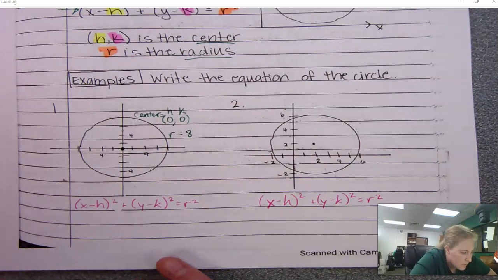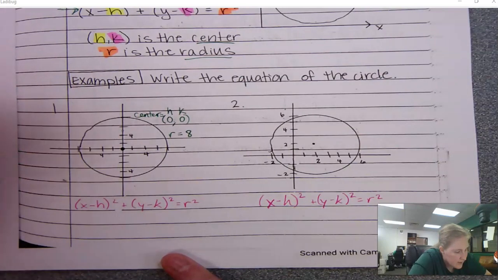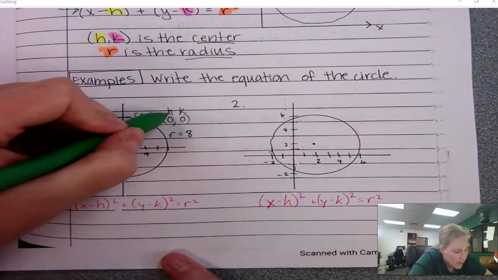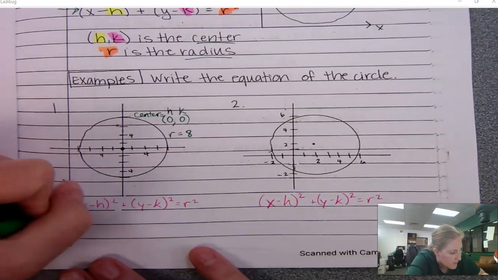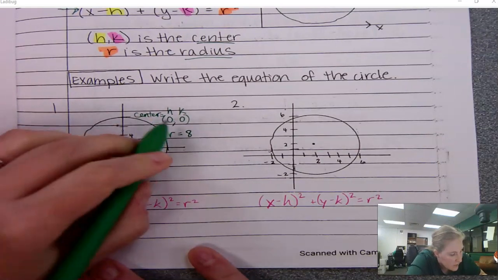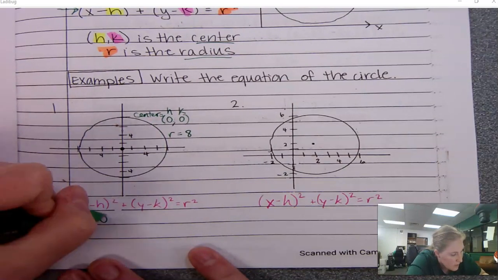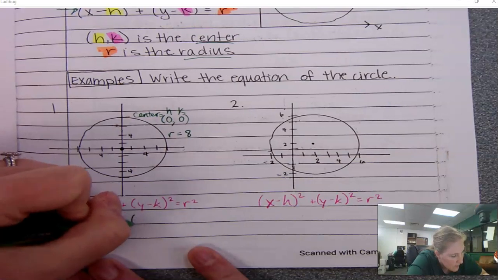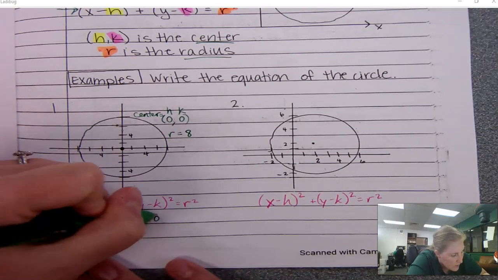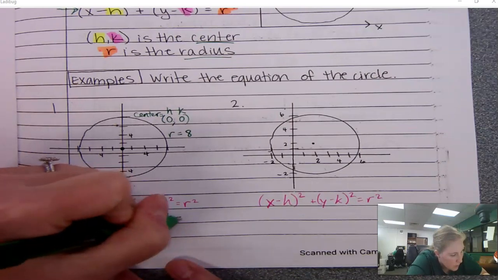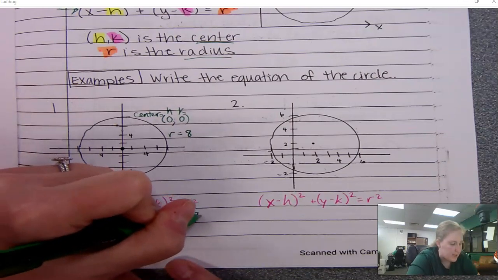So what we want to do is take these letters, our H, our K, and our R, and plug them into this formula that we've been given. So we've got x minus, our H is going to be 0. Okay, I'm just going to write that in. Our y is going to stay the same. Our k is also going to be 0, and that's squared. Our radius is going to be 8.